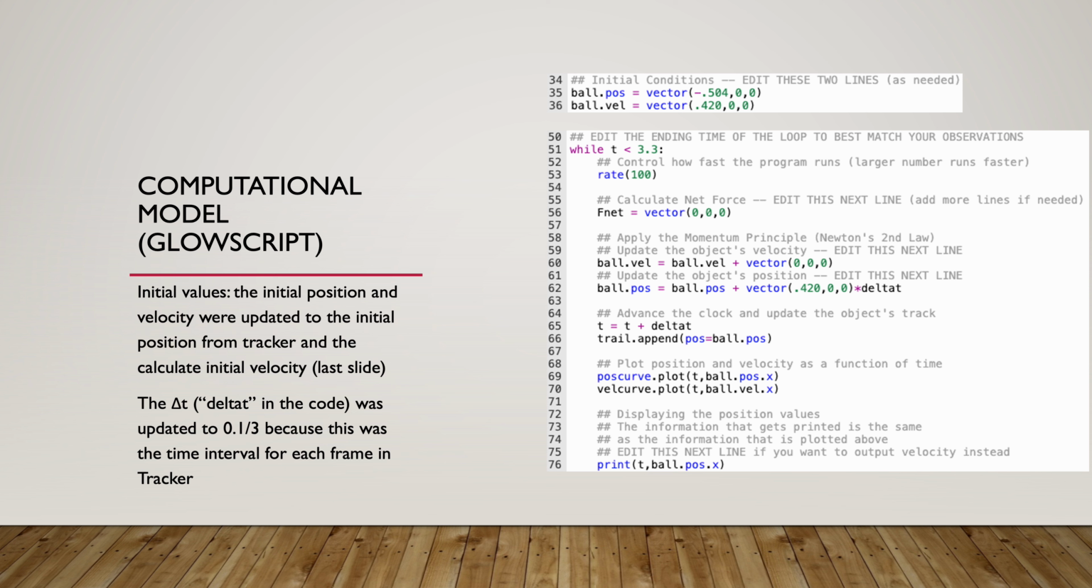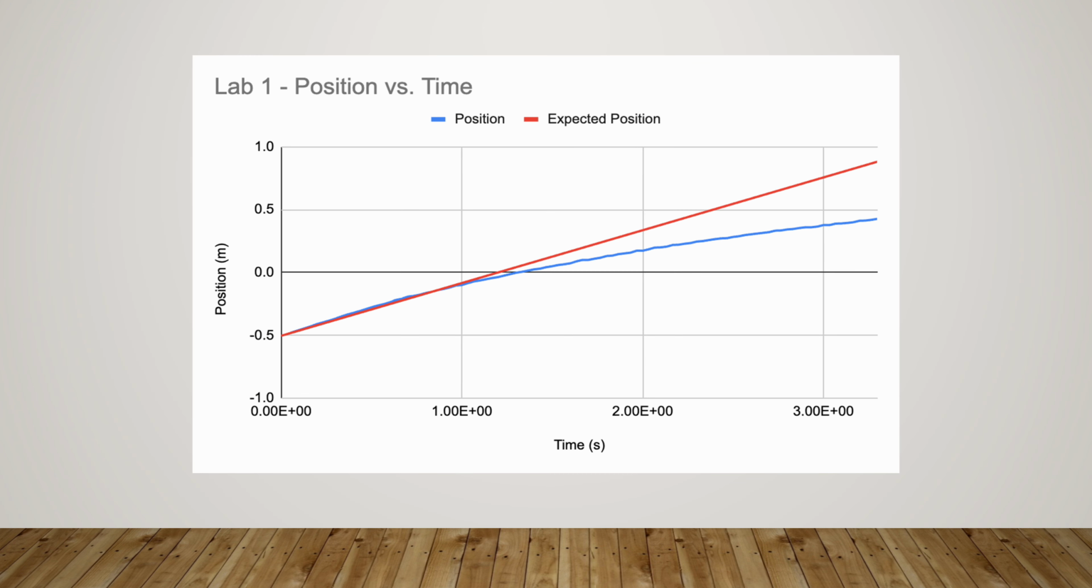Note that this code takes into account the velocity update formula we discussed and the position formula we discussed to correctly model the motion and the position of our cylinder. On this slide, we can see a graph that showed the experimental position versus time in blue and the expected position versus time in red.